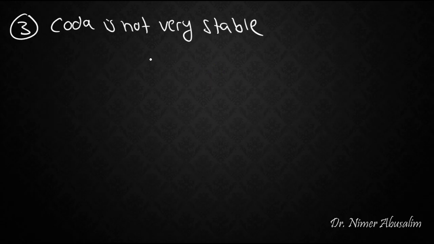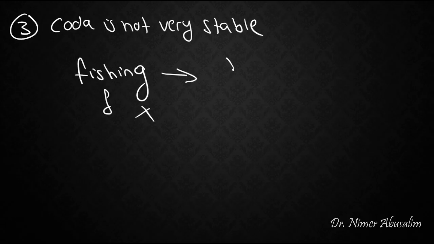And number 3, codas are not very stable. What we mean by this is that in a word like fishing, you are more likely to lose the G than you are to lose the sh sound. So in this case, you would get fishin'. This just shows that the coda is not as basic as the onset.